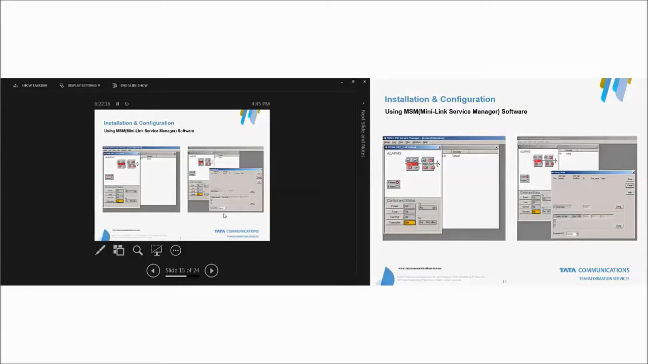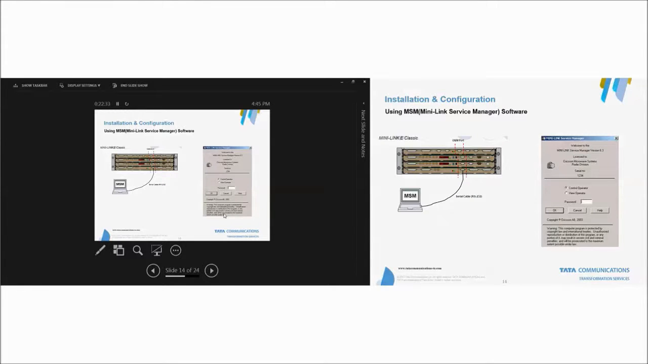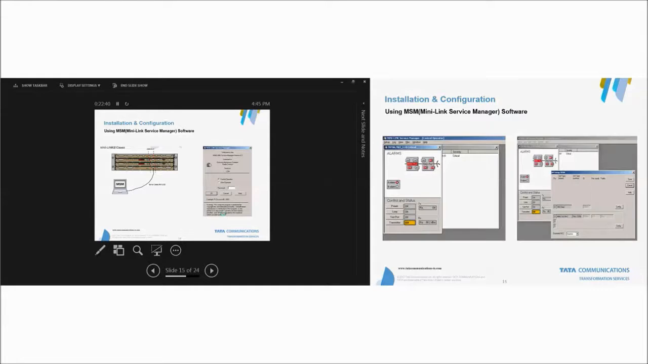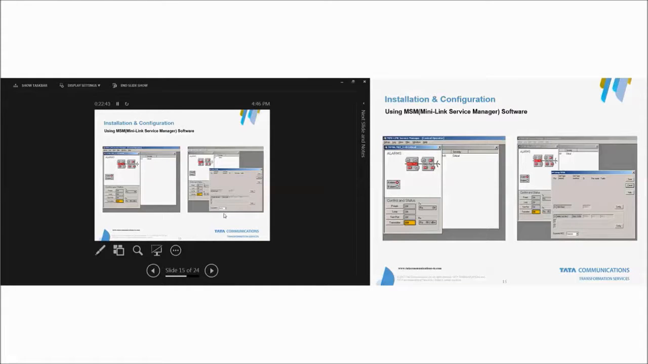Once you have opened the software, this is how your screen will look like. There will be an MMU and a radio unit. MMU is your IDU unit and RAU is your ODU. And if you see here, this is the AM rack. Once you have inserted the MMU, it will show what type of configuration this MMU is, whether it is a 2x2 or 4x2 or 8x2. It will detect automatically.